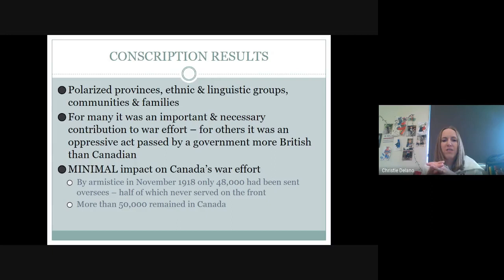Of all those 100,000 or so that get enlisted, about 48,000 actually get sent overseas, right? They all get trained in Canada, but they get sent overseas, and only about half of those actually serve on the front. So about 24,000 of them serve on the front lines, which is still a significant number, right? So about a quarter of those that get enlisted through conscription see armed conflict in battle.